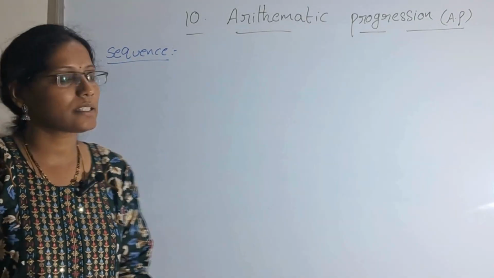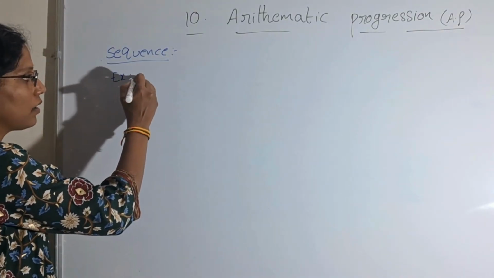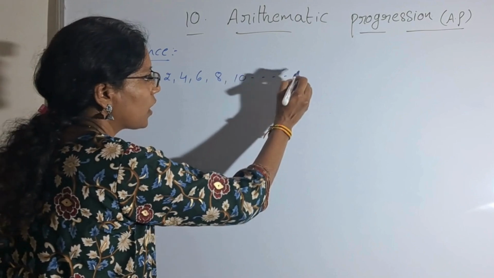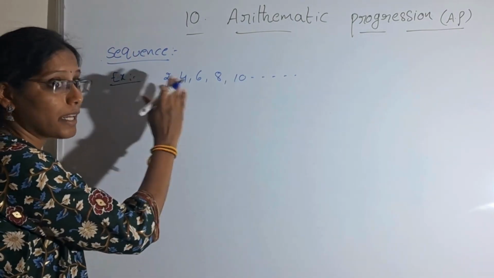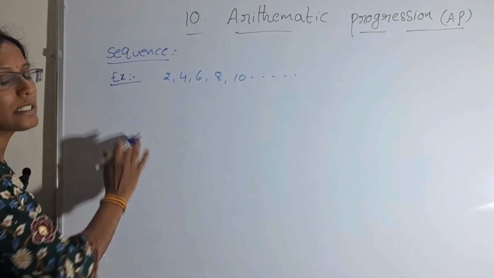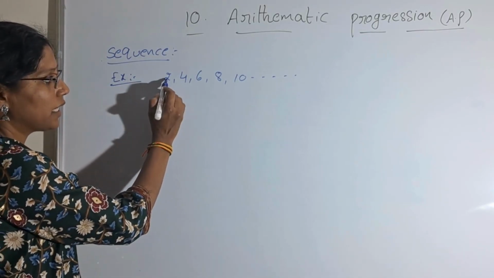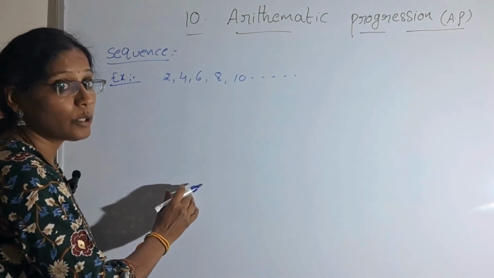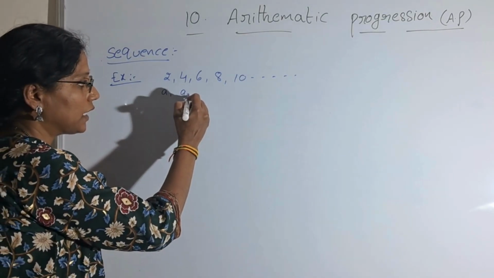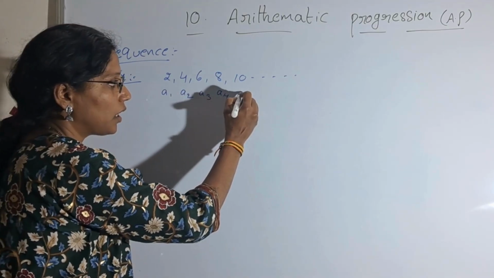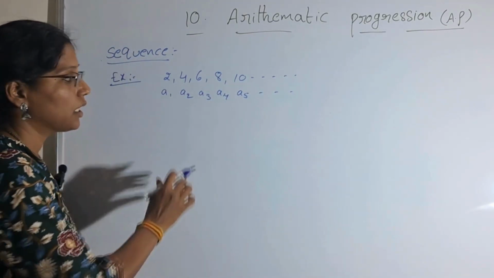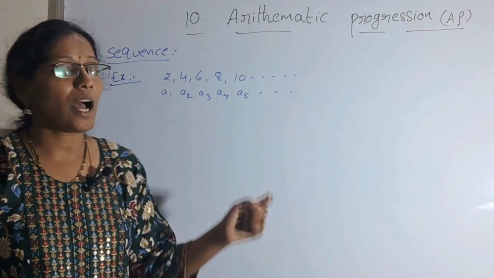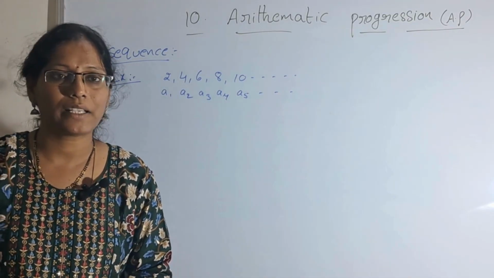Numbers used in sequence. For example, 2, 4, 6, 8, 10 and so on. These numbers we arranged in order wise that we can call sequence. What order is there? Here each number we added 2. These numbers we can call terms. This is first term, second term, third term, fourth term and fifth term and so on.